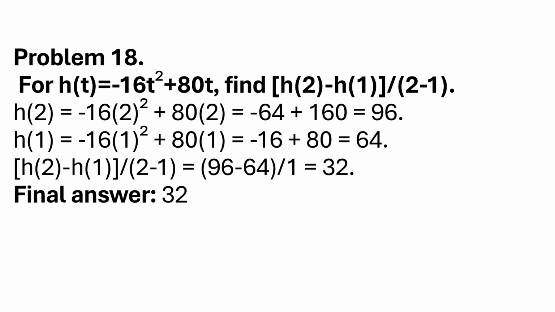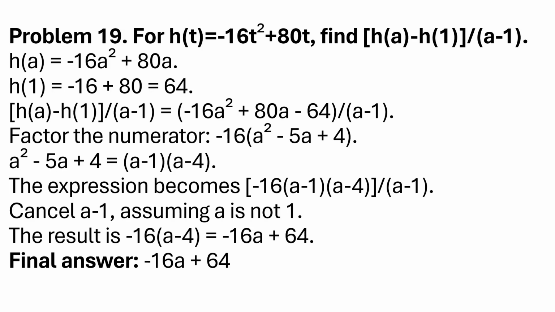We are given the function h of t equals negative 16t squared plus 80t and asked to evaluate the average rate of change from t equals 1 to t equals 2. Substitute the values into the function and simplify. The result is 32. We are asked to evaluate the average rate of change using a variable a.